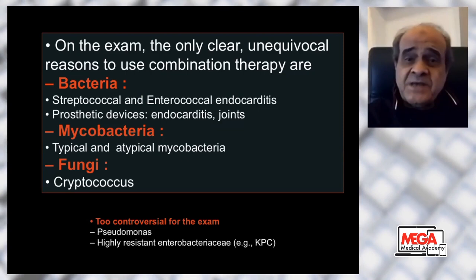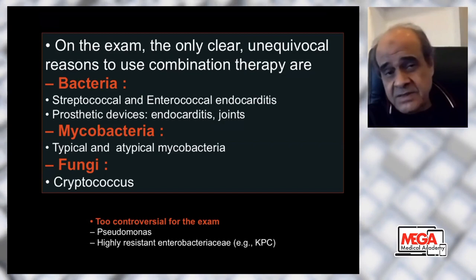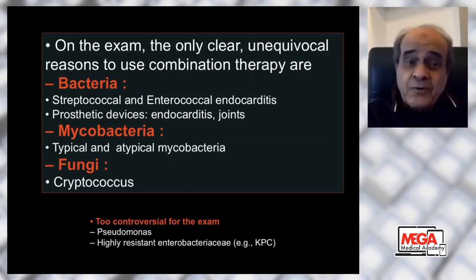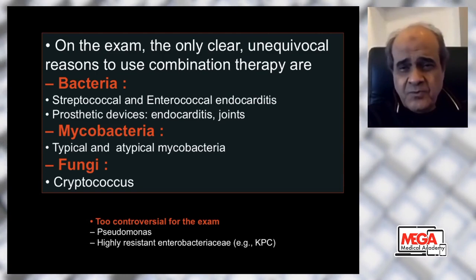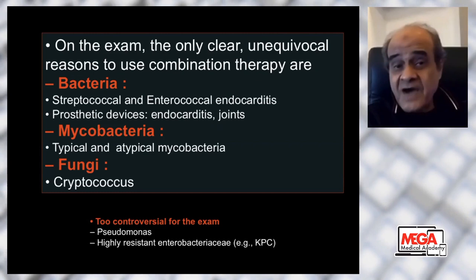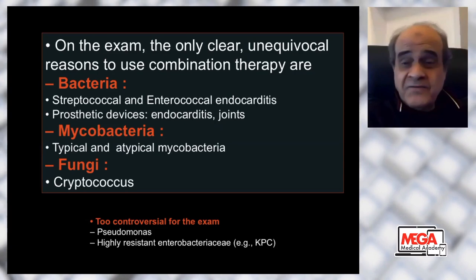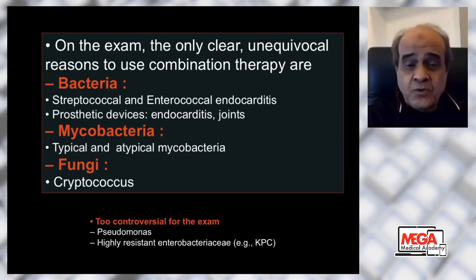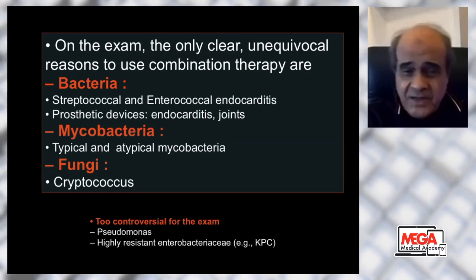On examination, these are the only clear, unequivocal reasons to use combination therapy. Some ask about combination therapy: at what time can I use combined antibiotics? You can use combined antibiotics if the bacteria is severely affecting your patient, or your patient is highly septic, like endocarditis, there is a prosthetic device, or there is joint inflammation with a device inside. Also with the presence of mycobacteria, typical and atypical, and fungi such as cryptococcus. In such situations, and also in empirical antibiotic orders, we can use combined antibiotics.